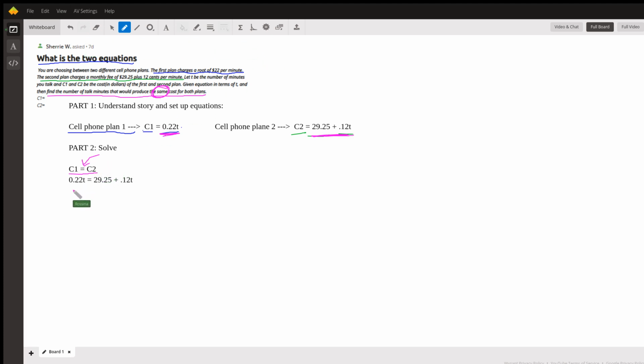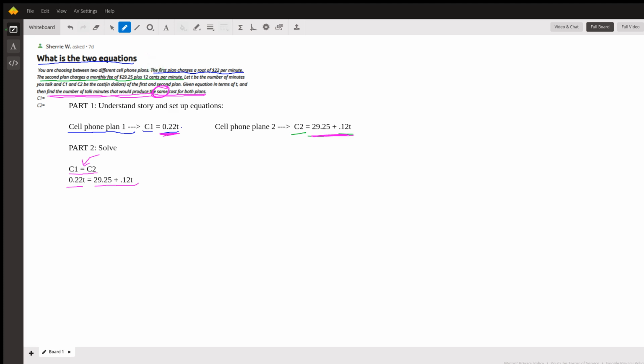Then we replace what we know regarding those plans. Cell phone plan number 1 is 22 cents per minute. Cell phone plan number 2 is 29.25 plus 12 cents per minute. So again, the setup, everything you need to know is in your word problem. You just got to know what to look for, break it down, see how you can put things together. And finally, we can solve this problem. And so what I'm going to do here is solve for t.